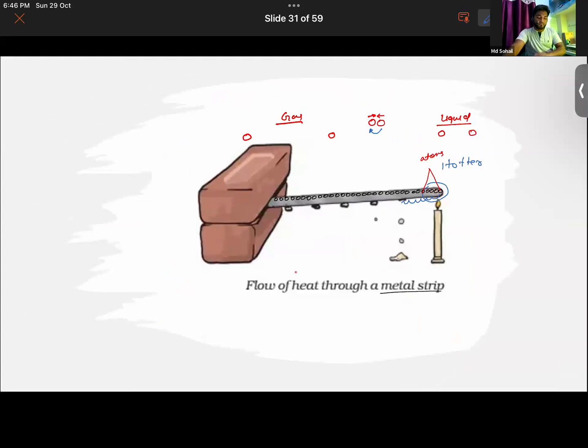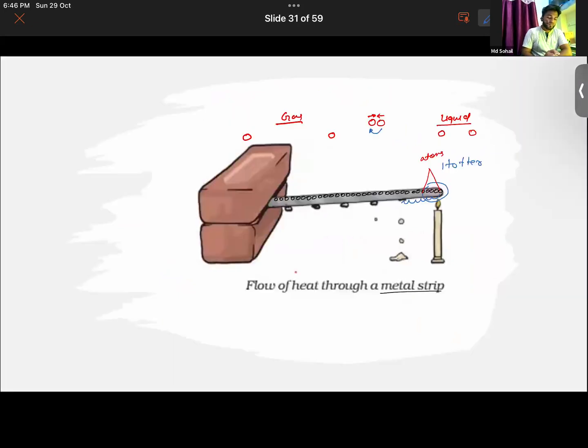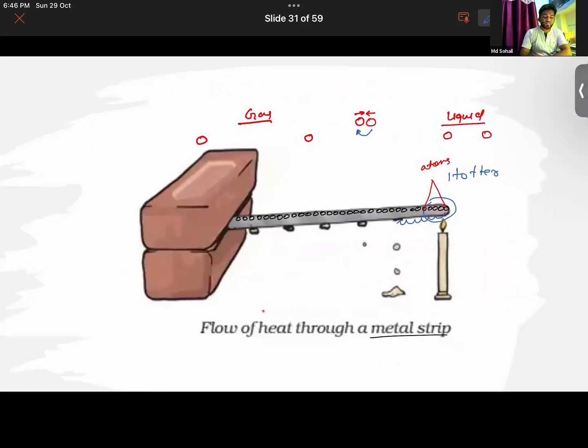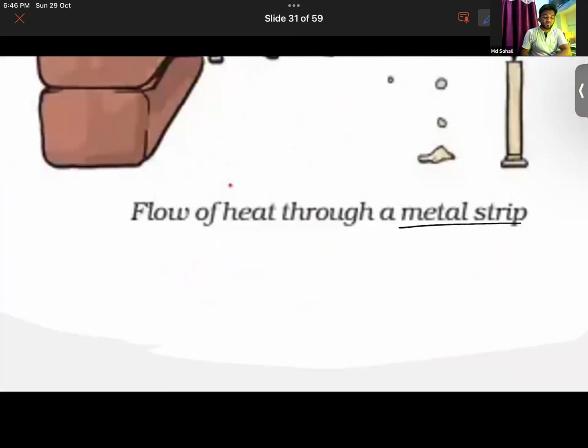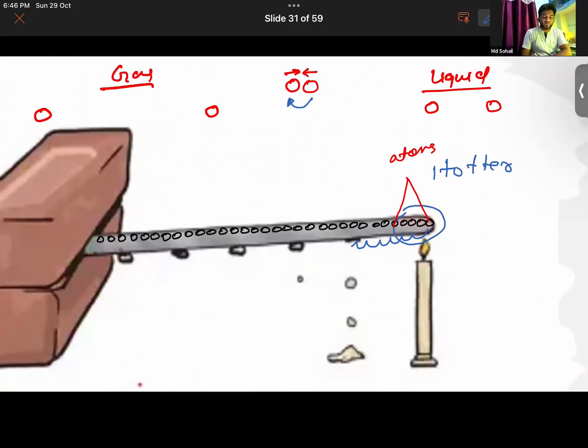So conduction is nothing but the transfer of heat from the hotter part to the colder part of an object due to collision of its particles, without actual movement of the particles from their position. Two important things need to be noted over here. Is there actual movement of atoms here? Are the atoms actually moving from the hotter end to the colder end?